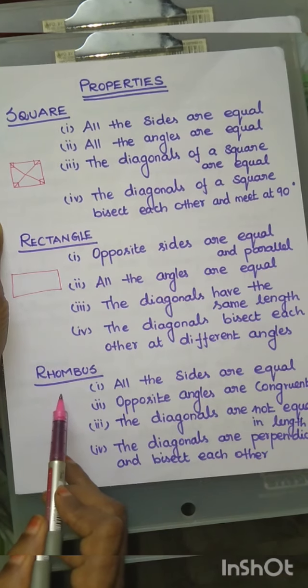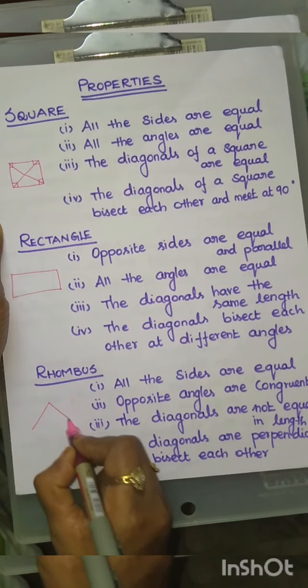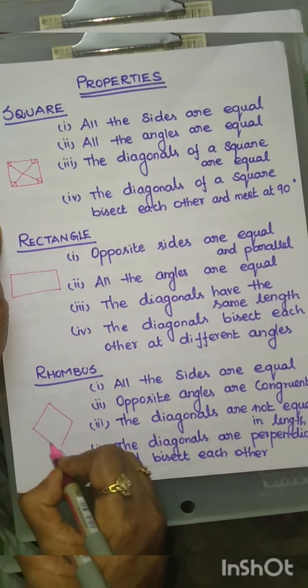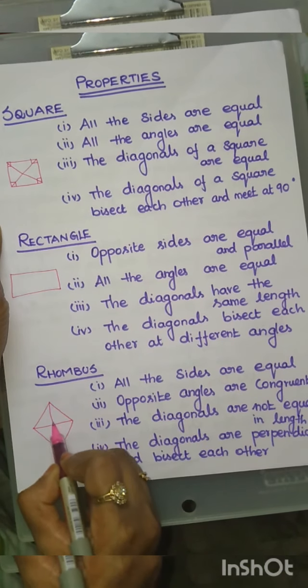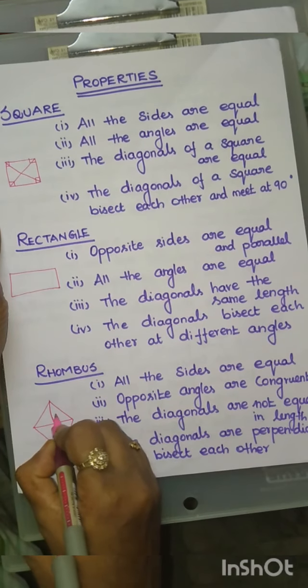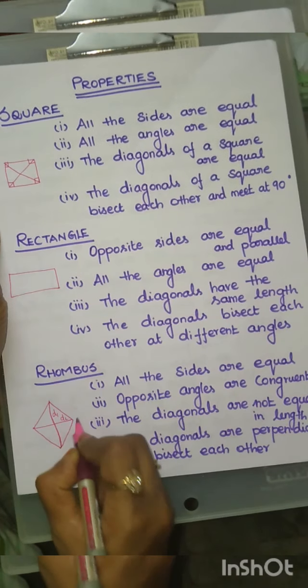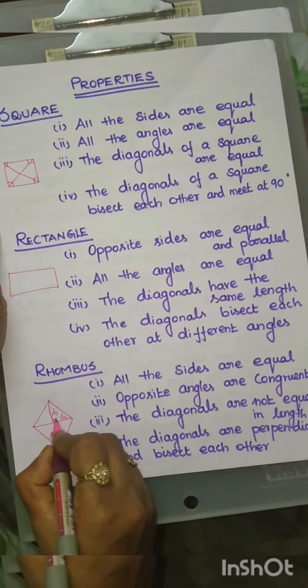Okay. The next one is rhombus. Actually in a rhombus also all the sides are equal. Opposite angles are congruent. Then the diagonals are not equal in length. We take the first one as D1 and the second one as D2. The diagonals are perpendicular and bisect each other.